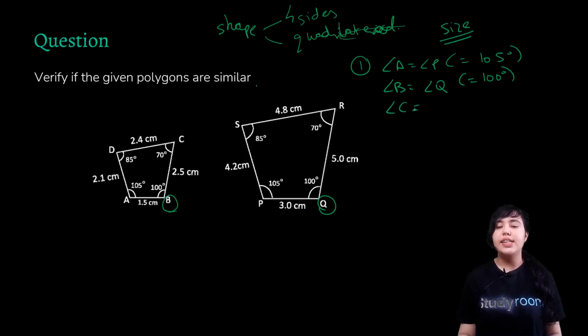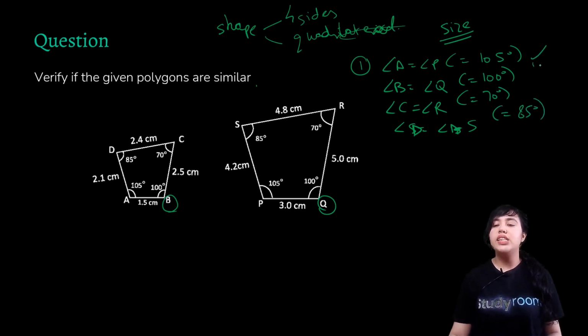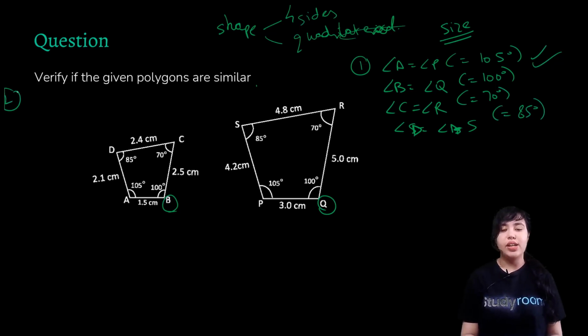Find out angle C and angle R, angle D and angle S. They are all turning out to be equal to one another. So the corresponding angles so far are equal. The first condition is fulfilled. The second condition pertains to the sides, the corresponding sides. Let's figure that out.